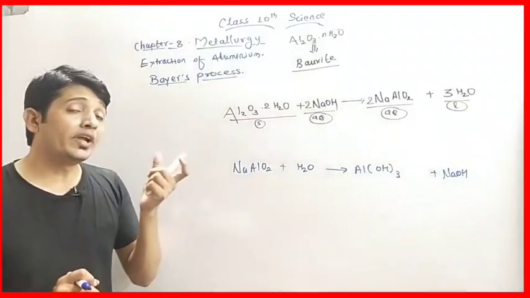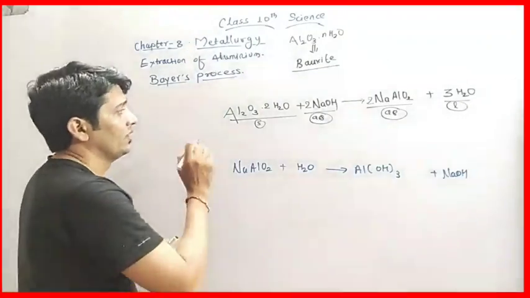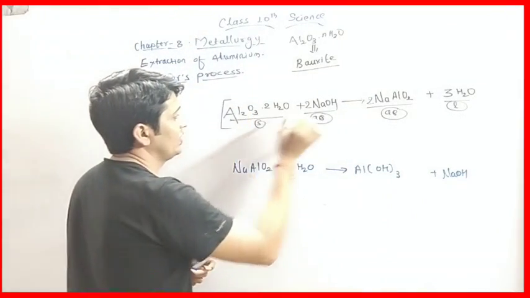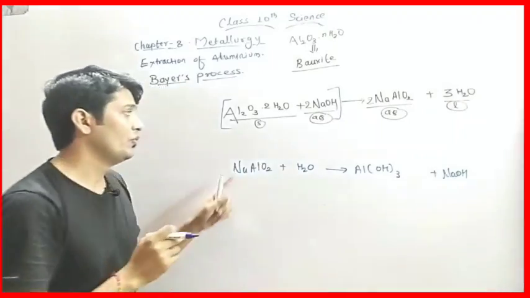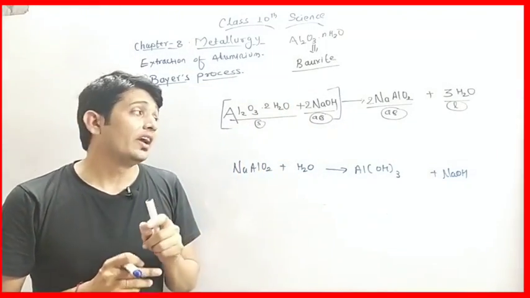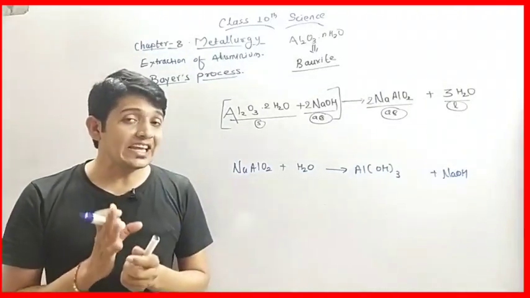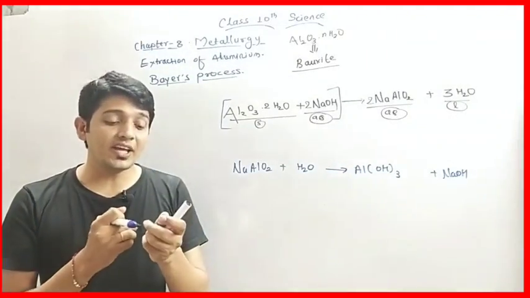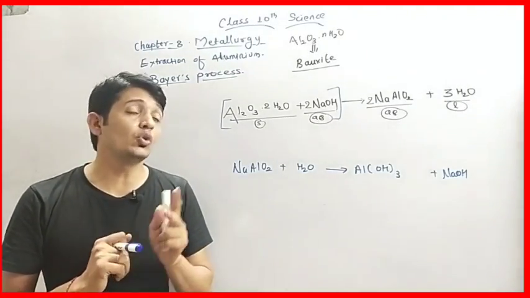Okay, during the process, this part, which one? Aluminum, that is bauxite, and sodium hydroxide react with each other. This process takes 6 to 8 hours.